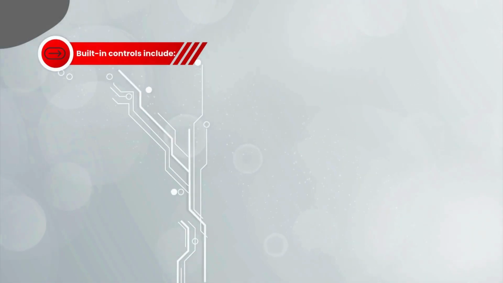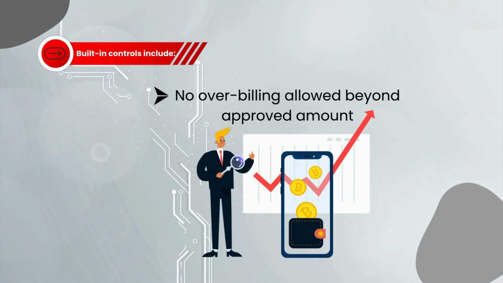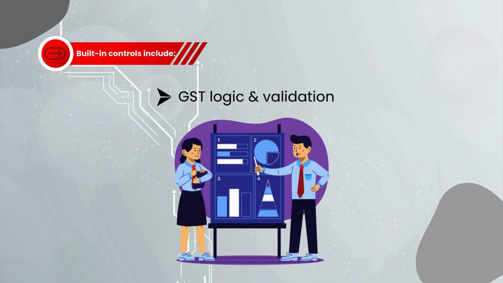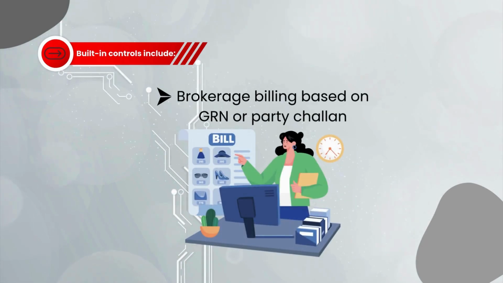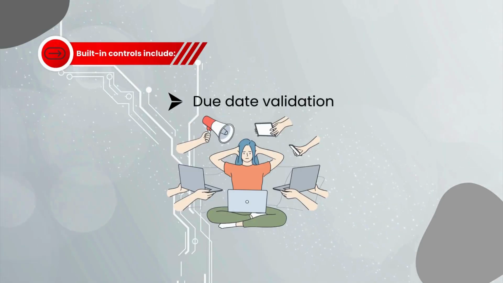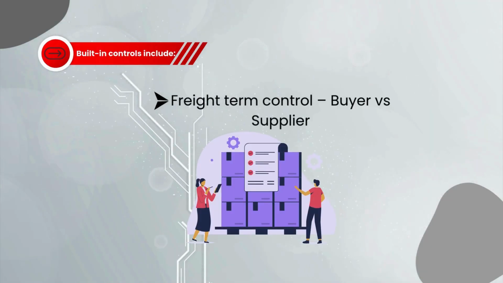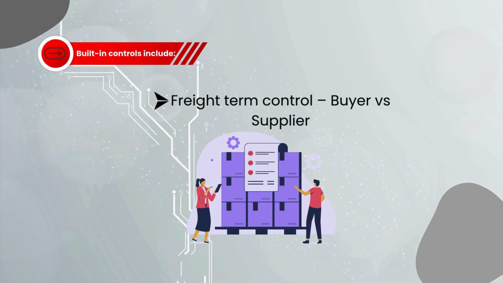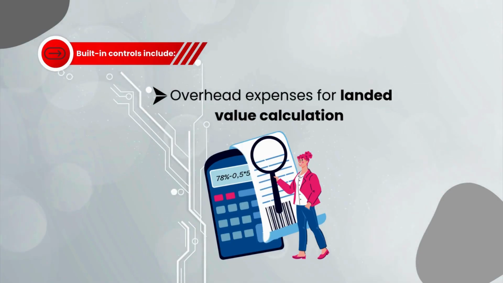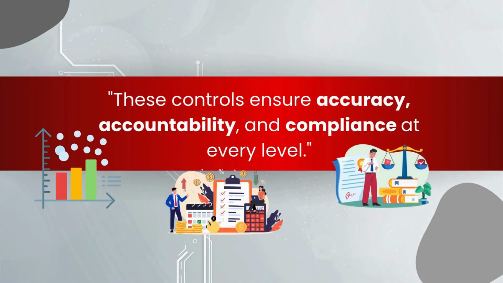Built-in controls include quantity tolerance for GRN, no overbilling allowed beyond approved amount, GST logic and validation, brokerage billing based on GRN or party challan, due date validation, rate validity control, freight term control, buyer versus supplier overhead expenses for landed value calculation. These controls ensure accuracy, accountability, and compliance at every level.